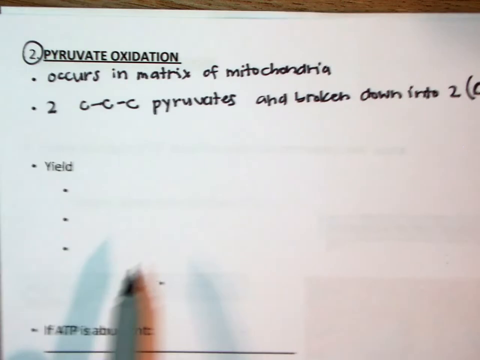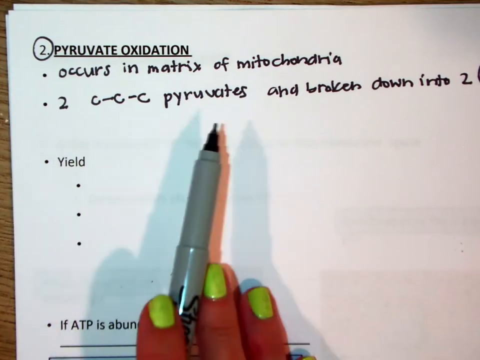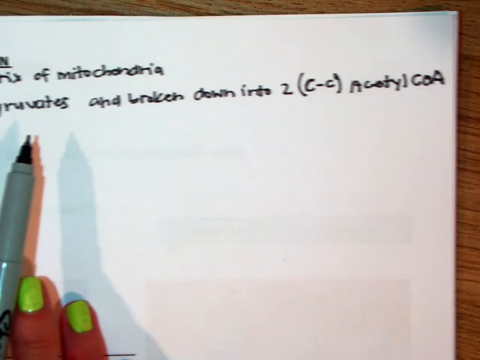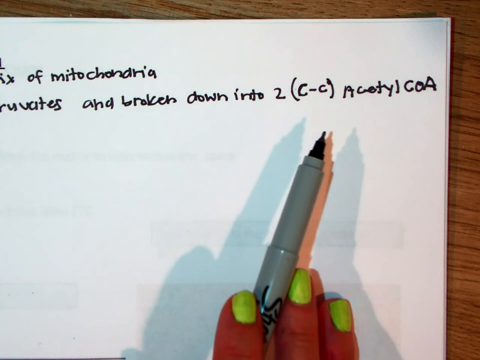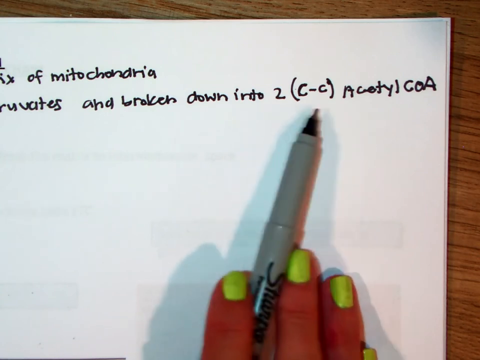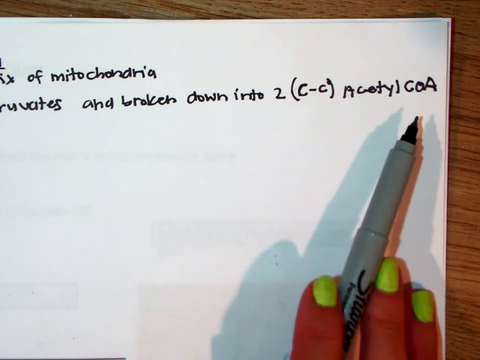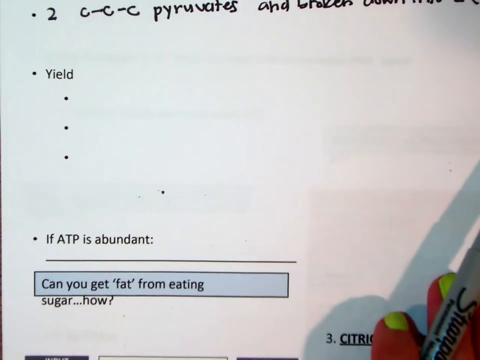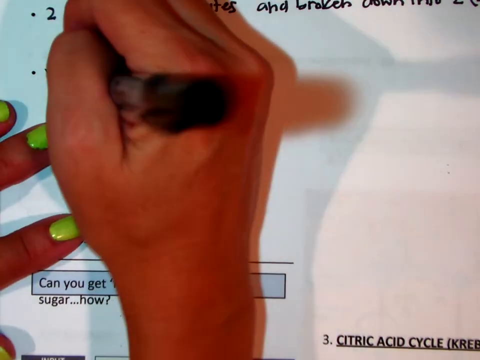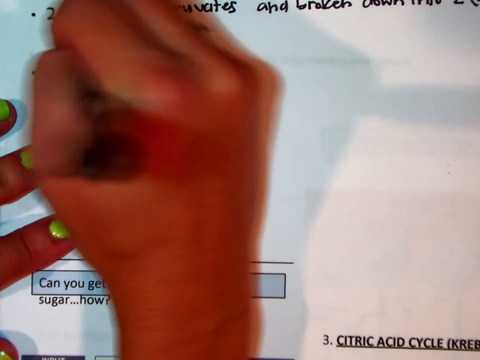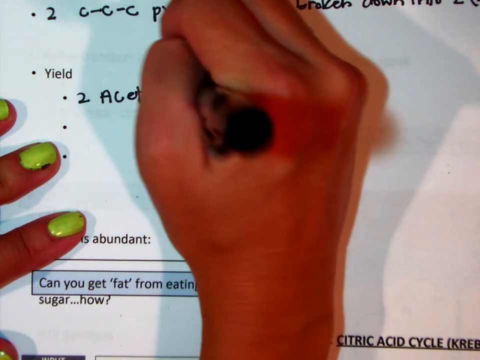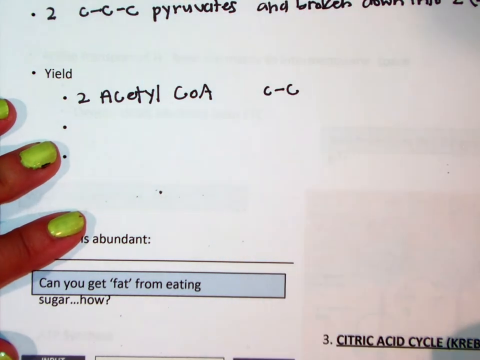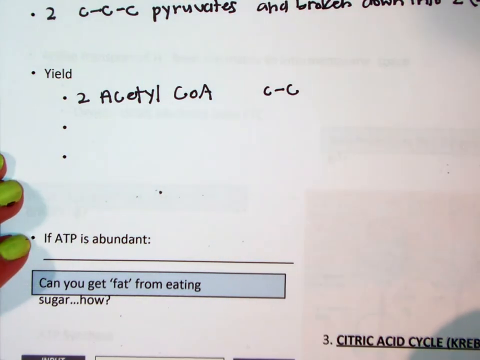Alright, so what's going in are those 2 3-carbon molecules we made in glycolysis. We're going to break them down even further. We're going to cut off another carbon from each of those, and we're going to be left with 2 2-carbon molecules, and the name of that molecule is acetyl-CoA. So the yield, what do we get from this? We get 2 acetyl-CoAs, those 2 carbons like that. We have 2 of those.